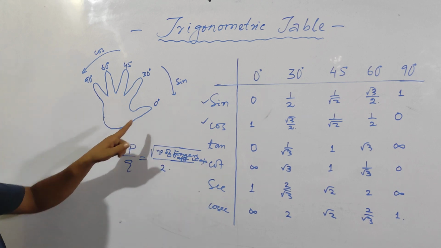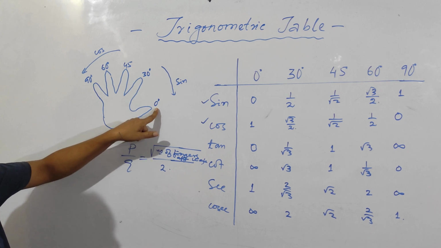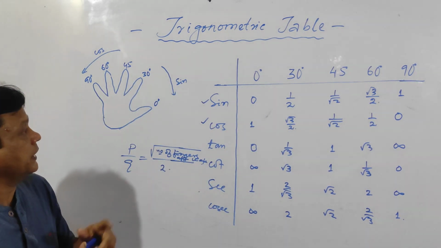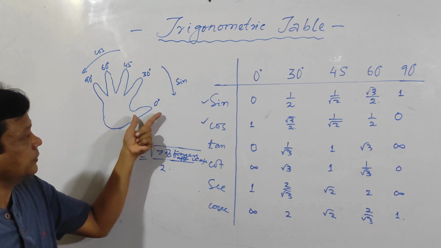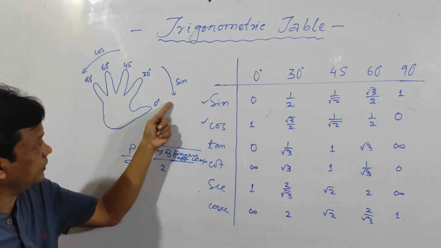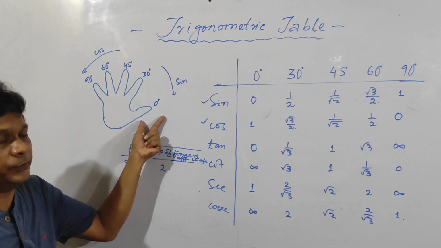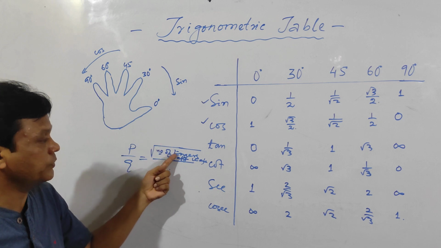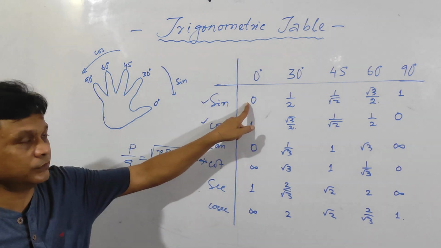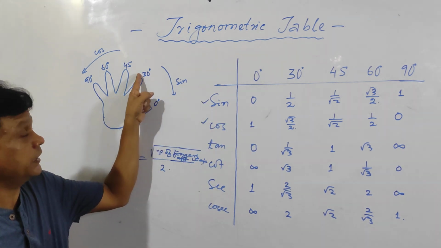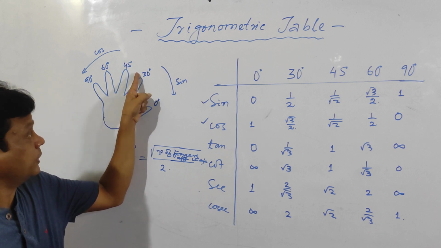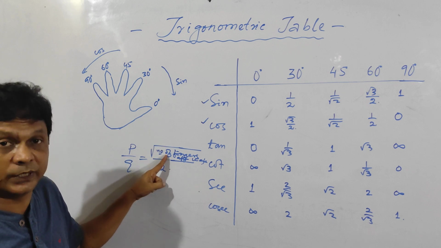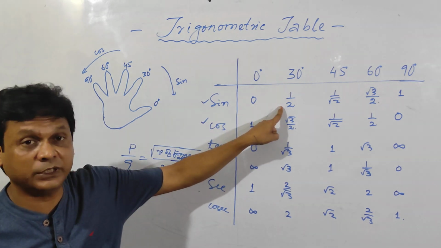So see here, you are finding sine 0. I am finding these values. After 0 degree, that means after this finger, you are moving this side. So after 0, how many fingers are there? There is no finger. That means the number of fingers is 0. So square root of 0 is 0. So 0 by 2, it is 0. Sin 30. Here, after 30 degree, how many fingers are there? 1. So square root of 1, it is 1. So 1 by 2.